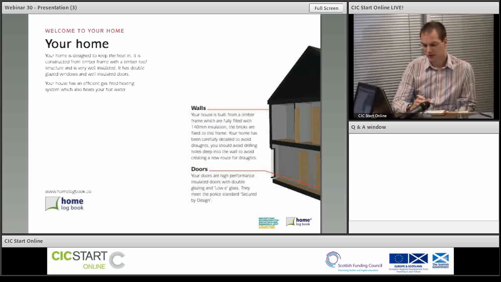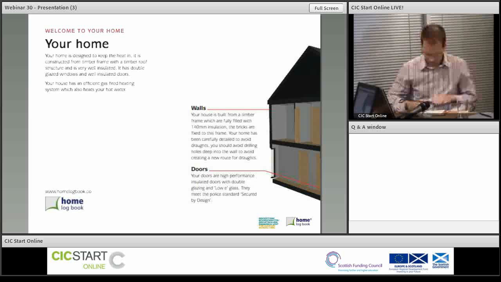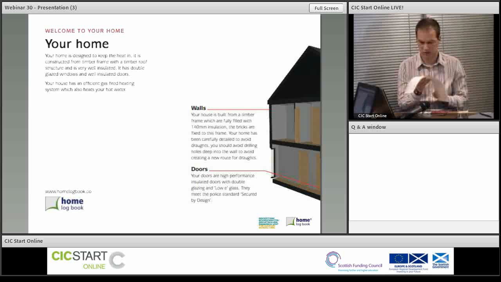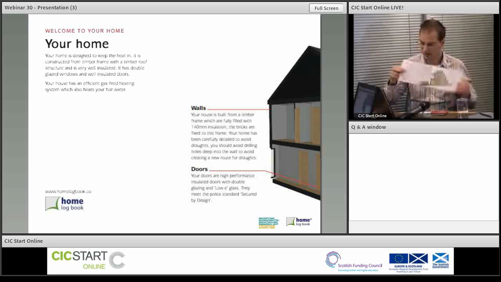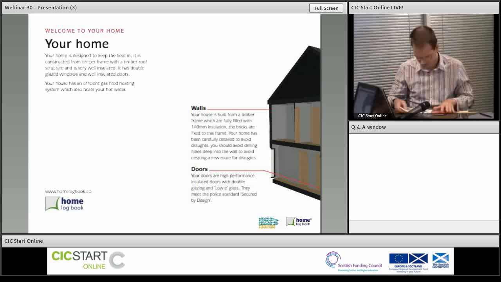The second spread of pages, these are just so you can understand, these are spread across the pages like this, so the house isn't quite as cut off as that.